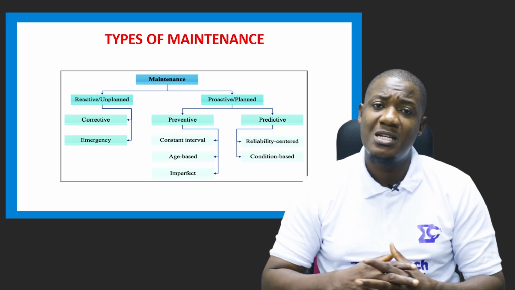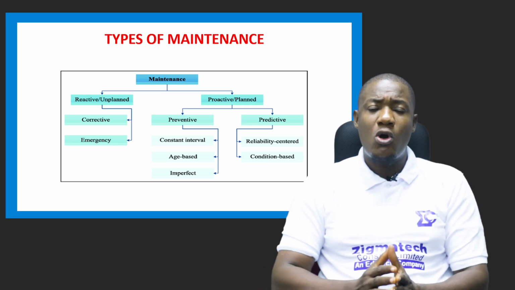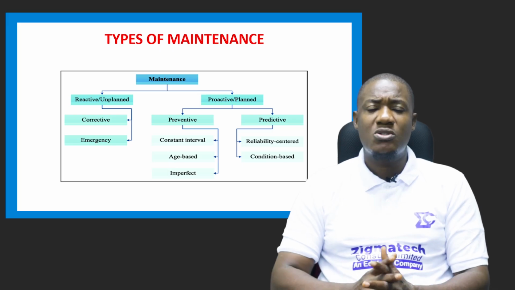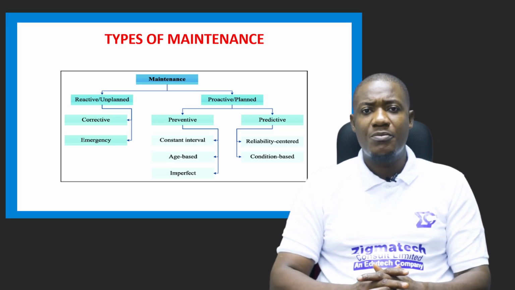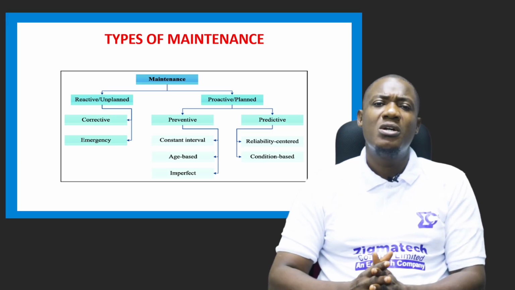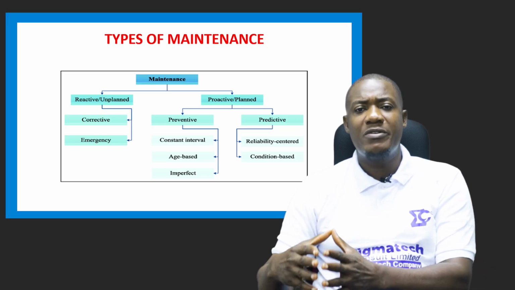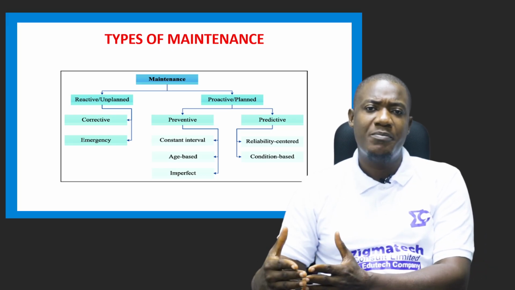Oftentimes, if these corrections are not made, the machines will not be able to be up and running again. So corrective maintenance is an expensive maintenance. It costs a lot for such maintenance to be done on machines. So it is not wise for any technologist to leave his or her equipment or machines to get to the point that they develop faults when you don't plan for them.